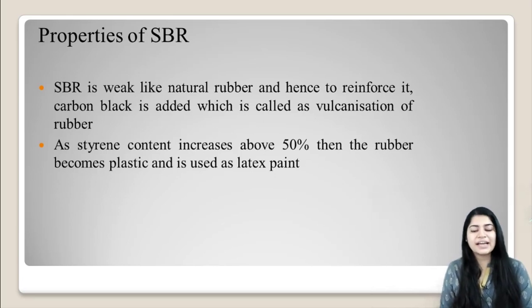Now, as styrene content increases above 50%, the rubber becomes plastic and it is used as latex paint. Another important point you have to remember here is the percentage of both monomers, styrene and butadiene content. If your styrene content increases beyond 50%, then the rubber becomes plastic and its use is to make latex paint. So that was about your SBR.